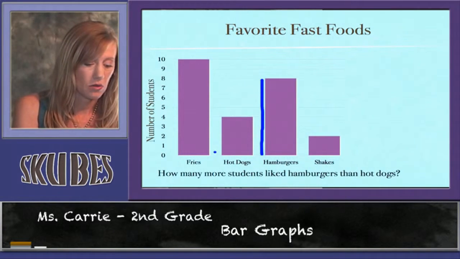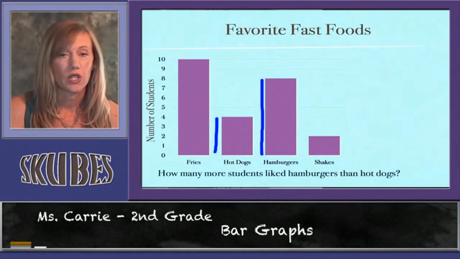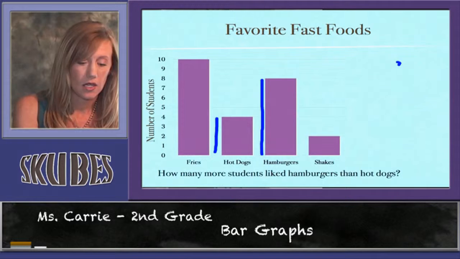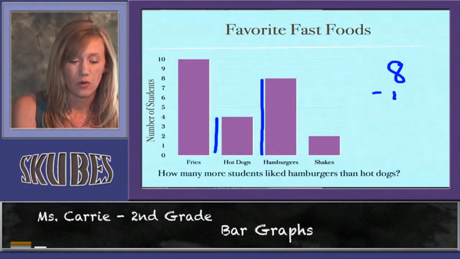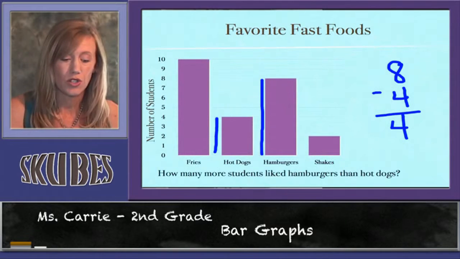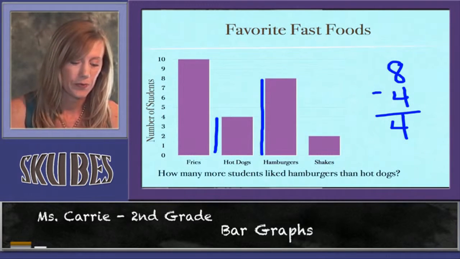Hot dogs, we know, stopped at 4. And we're going to subtract because we're finding out how many more. So 8 minus 4 is 4. 4 more students liked hamburgers than hot dogs.